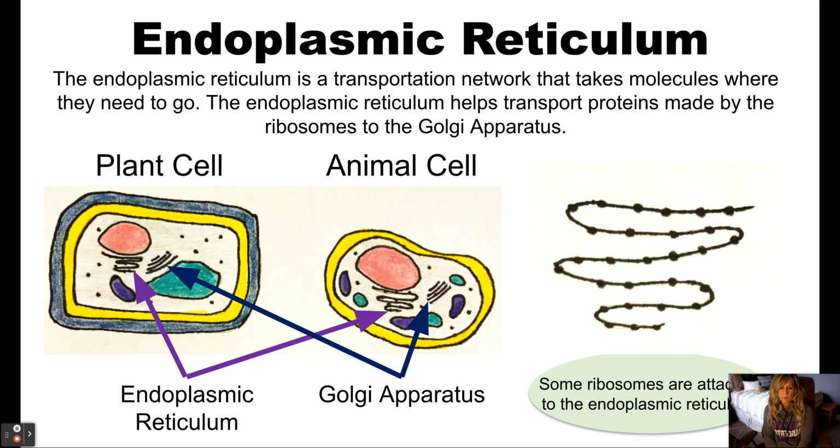Okay, both plant and animal cells also have what's known as the endoplasmic reticulum. The endoplasmic reticulum is a transportation network that takes molecules where they need to go. It helps transport the proteins made by the ribosomes to the Golgi apparatus, and I'll talk to you about that in just a moment. Think of the endoplasmic reticulum as sort of the highway of the cell. It's where things are transported back and forth to different organelles.